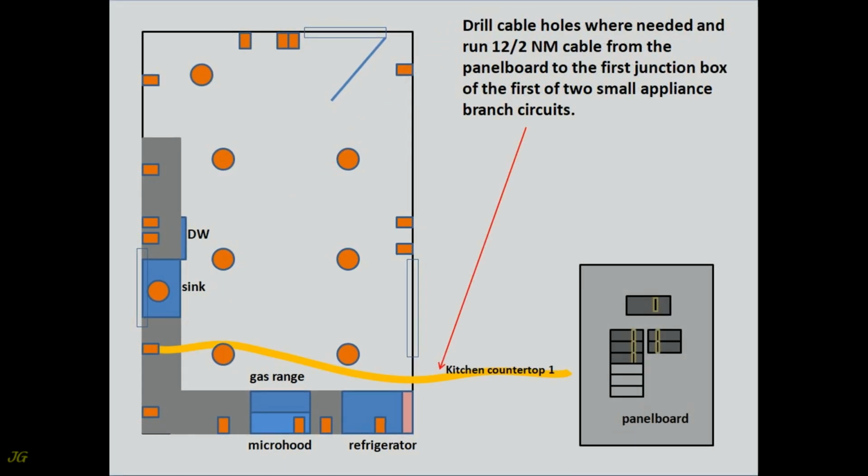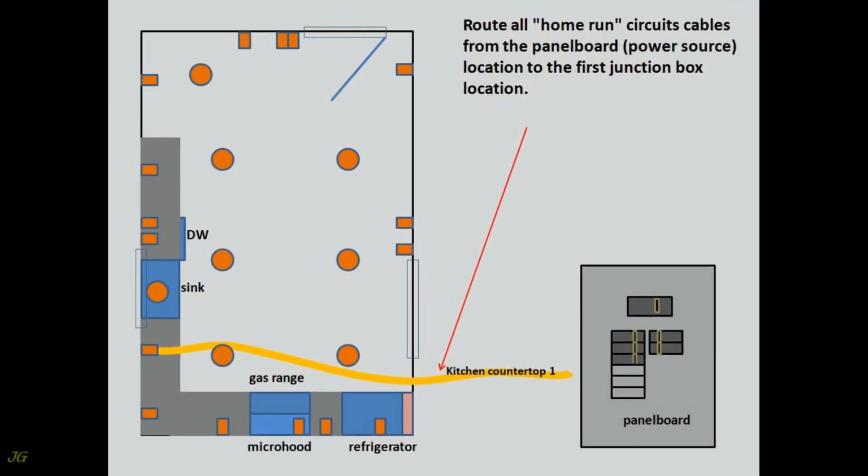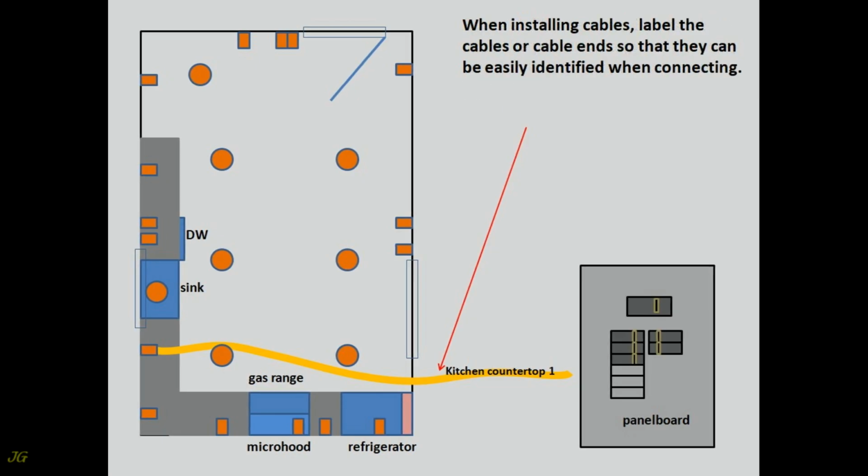Drill cable holes where needed and run 12-2 NM cable from the panel board to the first junction box of the first of 2 small appliance branch circuits. Route all home run circuit cables from the panel board, power source location, to the first junction box location. When installing cables, label the cables or cable ends so that they can be easily identified when connecting.